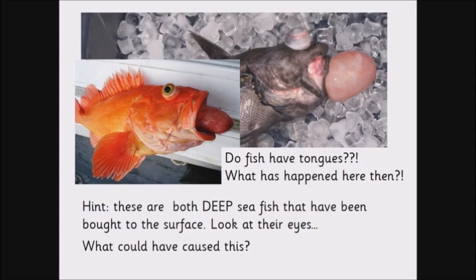For a bit of a clue, have a look at their eyes. And we know they haven't got tongues, so it's as if something's come out of their mouths. So I wonder what's caused this. Well, let's have 5 minutes talking through the lesson and we'll come back to these pictures at the very end. Sorry if they're making you feel a little bit squeamish.